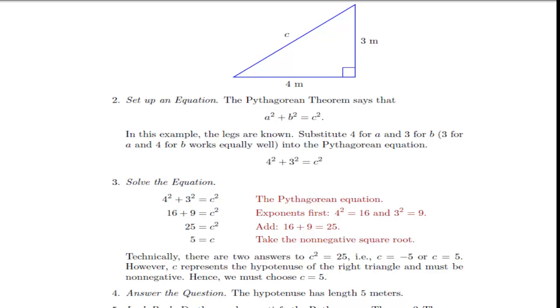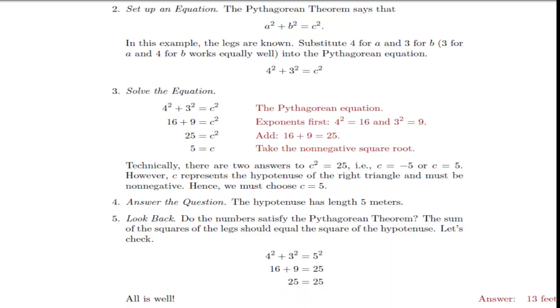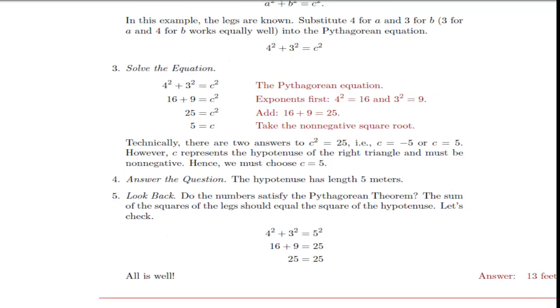Technically, there are two answers to c squared equals 25, i.e. c equals negative 5 or c equals 5. However, c represents the hypotenuse of the right triangle and must be non-negative, hence we must choose c equals positive 5. 4. Answer the question. The hypotenuse has length 5 meters.